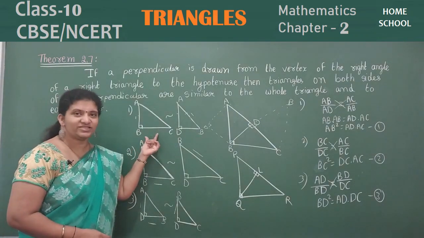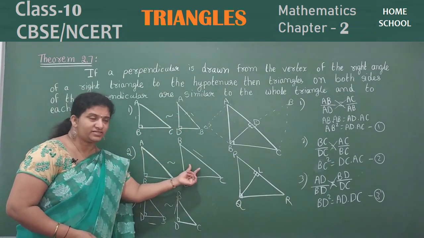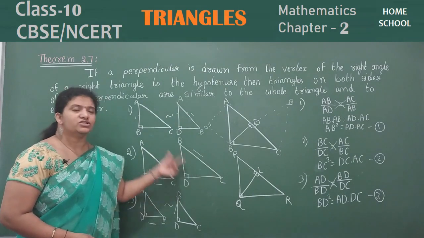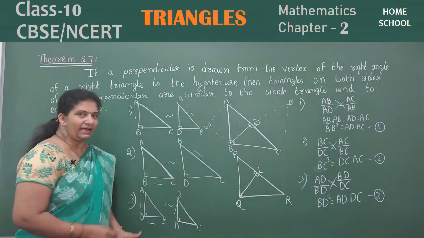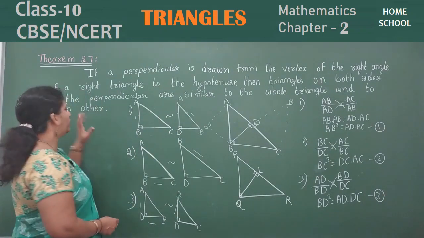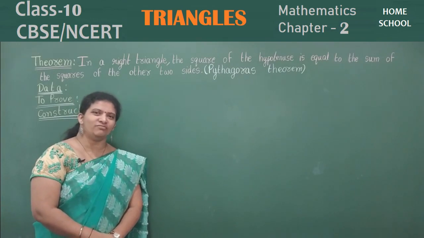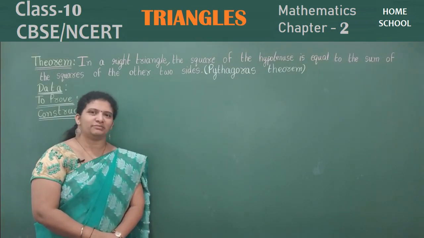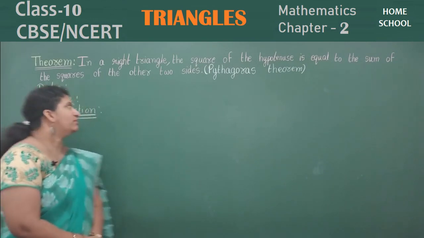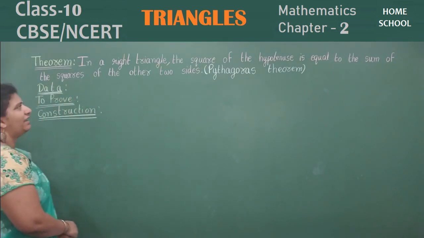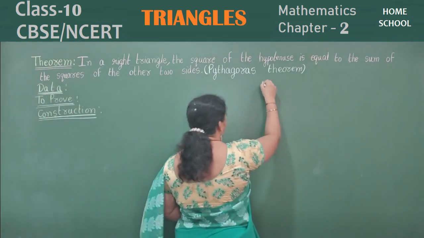Yes, observe here, children, this triangle is similar to this. This triangle is similar to this. And this is similar to this. So finally, what I can say is all the three triangles are similar to each other. Yes, now we are going to discuss a very important theorem of your triangles chapter, that is Pythagoras theorem. Let's see the statement here. In a right triangle, so let's draw a right triangle here.